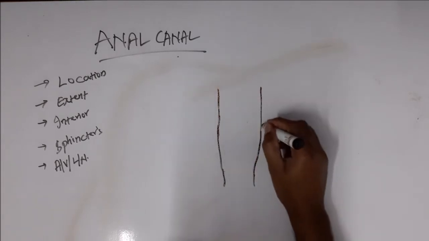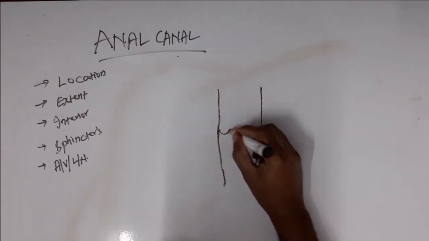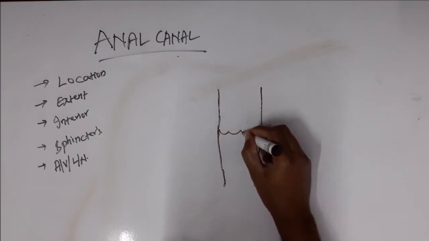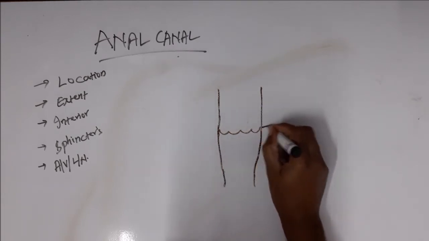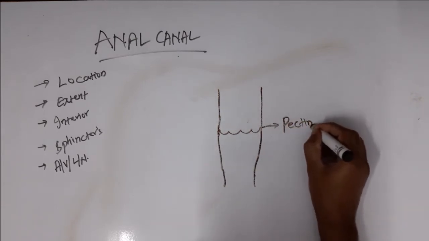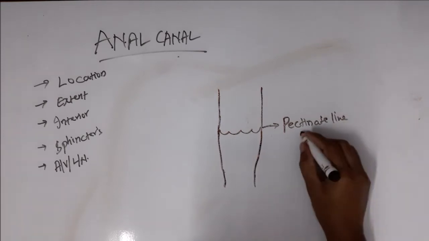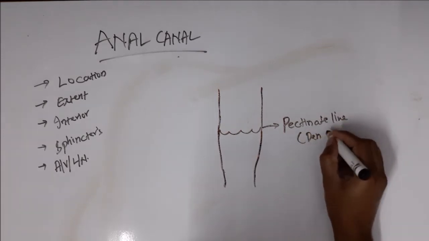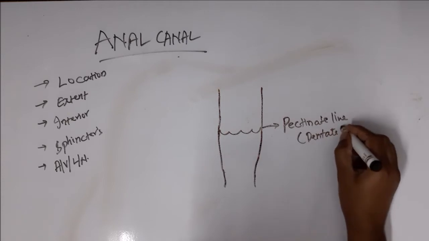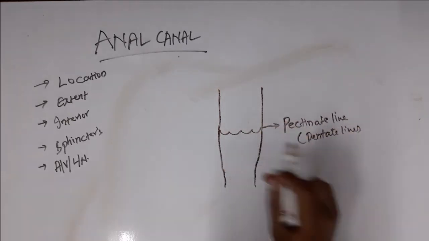So you are dividing that into upper half and lower half by a line called the pectinate line. So what is this line? Pectinate line, other name is dentate line. So this is dividing that into upper part and the lower part.